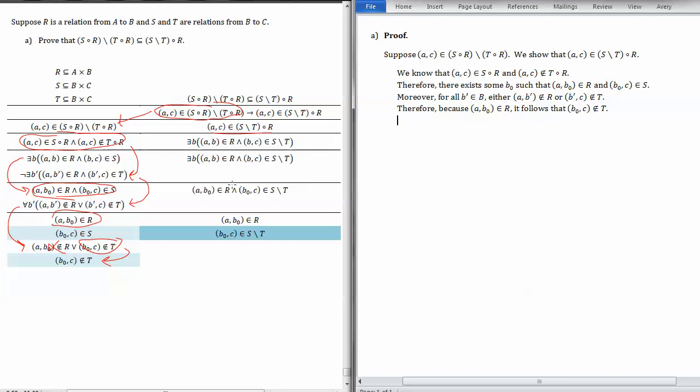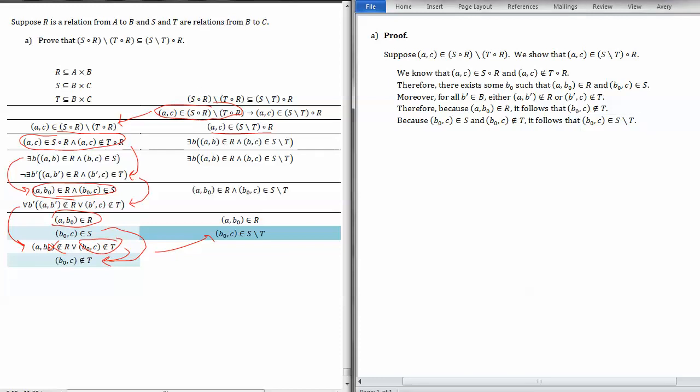And now we just have to combine things. So because, let's see, what do I want to say? I'll mention that these two get us to B naught C being here, right? So because B naught C is in S, and we have that up here, and it's not in T, we just proved, we have that B naught C is in S minus T.